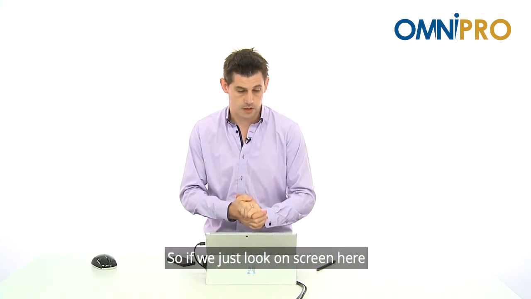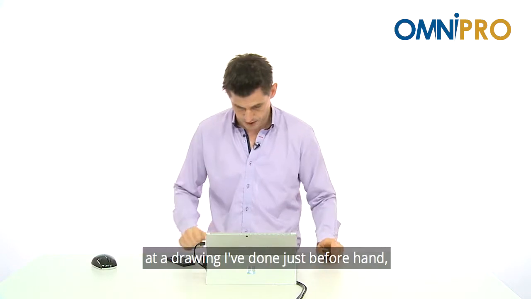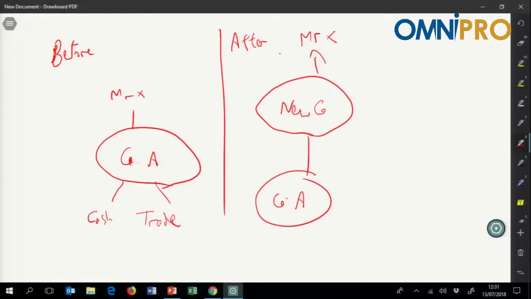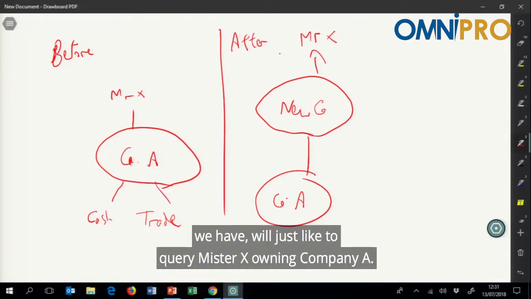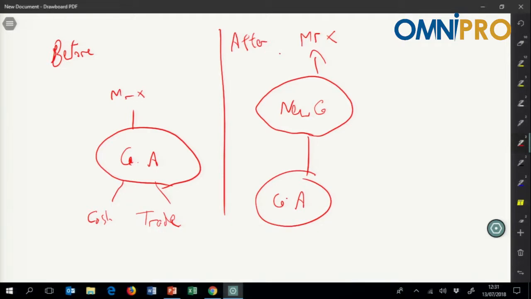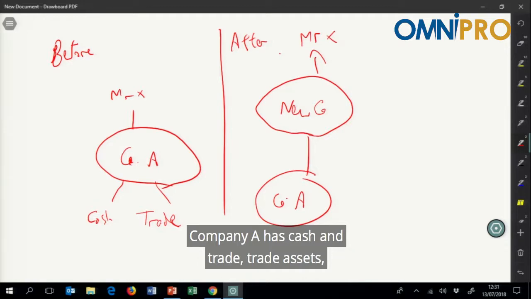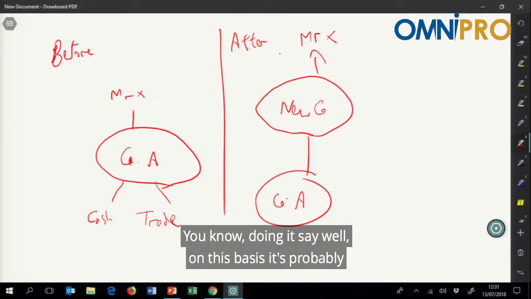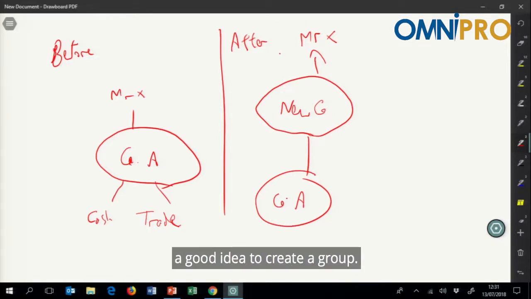If we look on screen at a drawing I've done beforehand, you can see I'm not the best at writing on the screen, but hopefully you'll get the point. Here we have the query of Mr. X, who owns Company A. Company A has cash and trade assets, excess cash, as I said. They want to use that cash for investment properties now, but they'd still like to be able to loan money between them. So they decide it's probably a good idea to create a group.